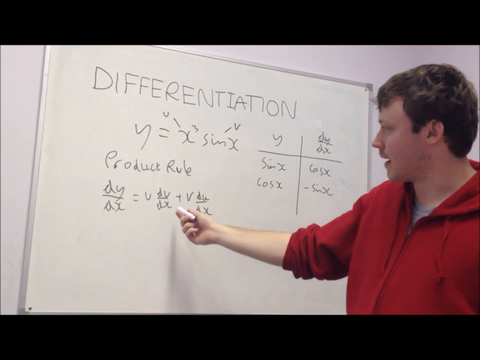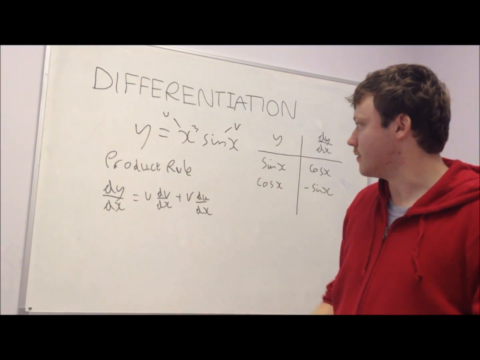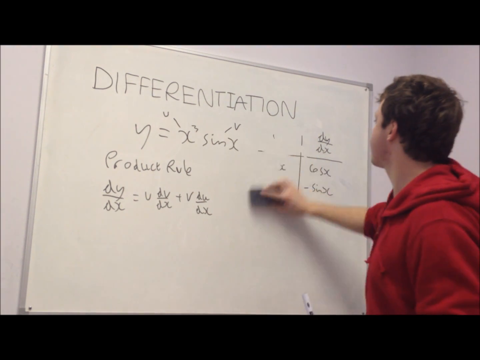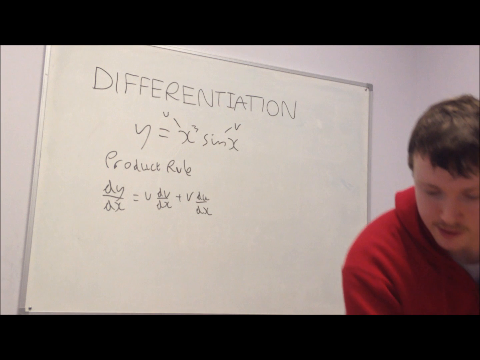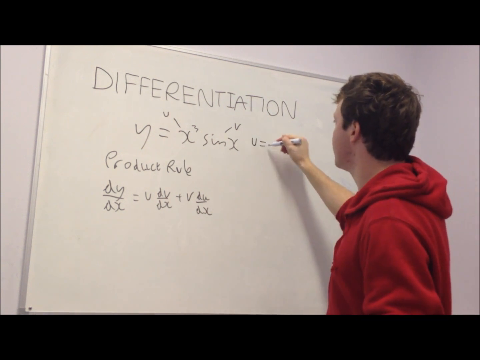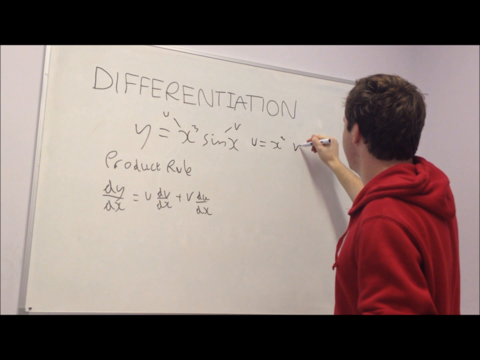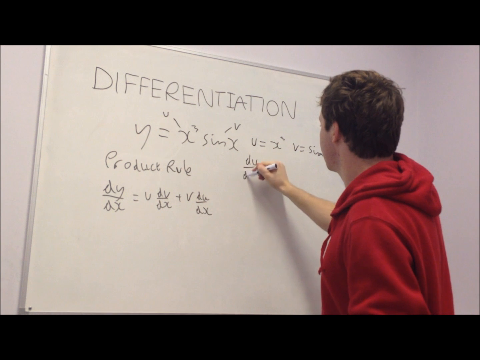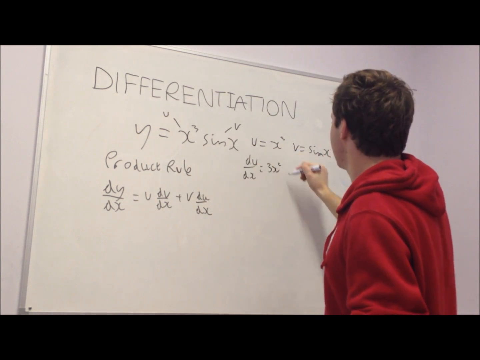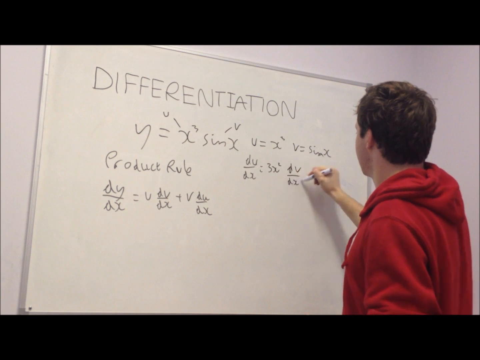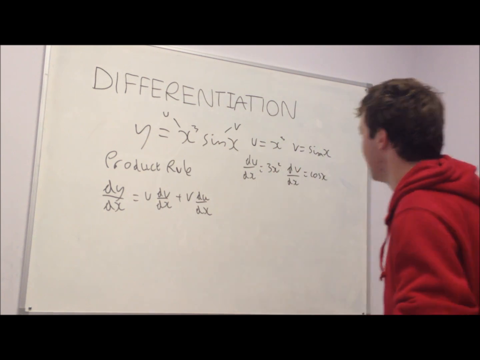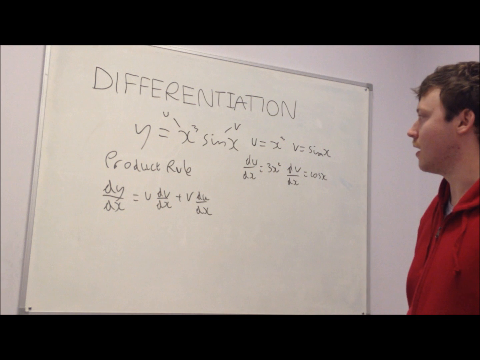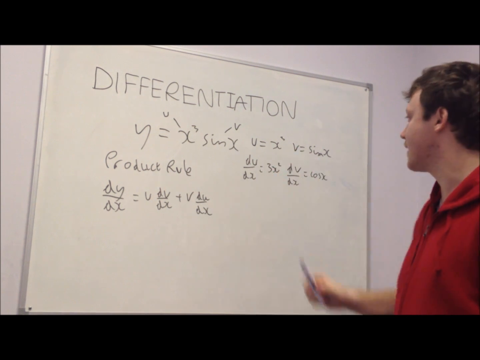We can then set this problem out methodically in order to solve dy dx. And I do it as follows, a bit more space. We can just write out u equals x cubed, v equals sine x, du dx equals 3x squared, and dv dx equals cos x. And then we can just use these values, plug them straight into this formula to get dy dx directly, and it's quite a neat way of setting it all out.